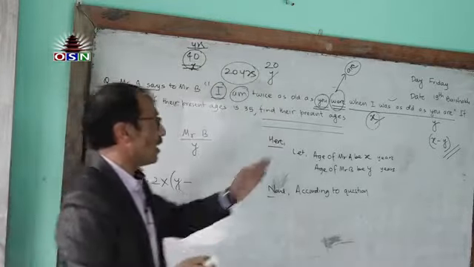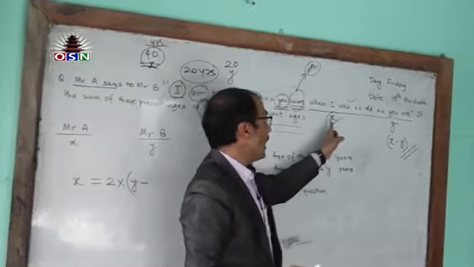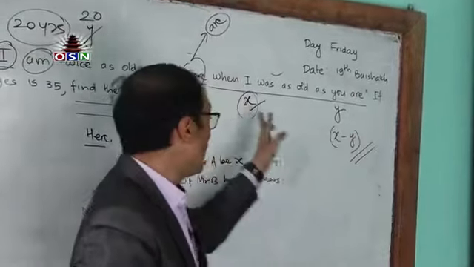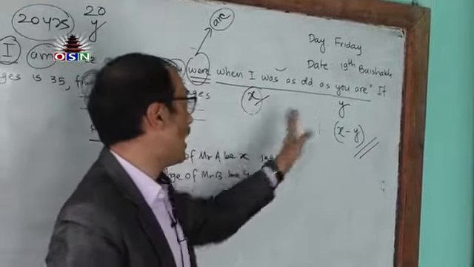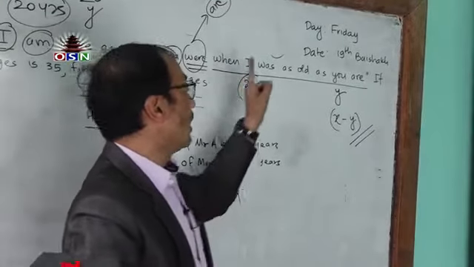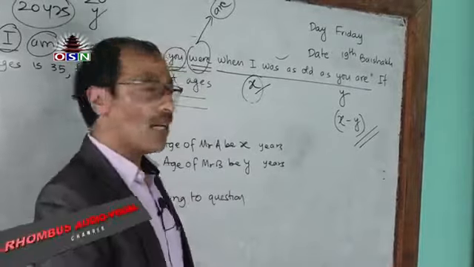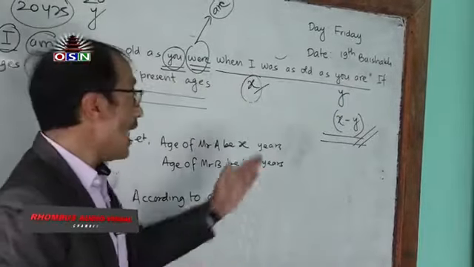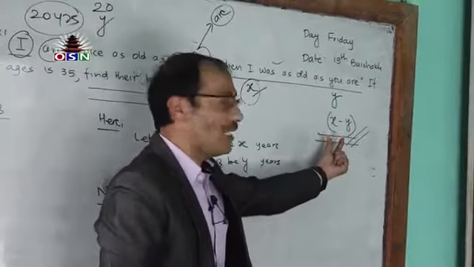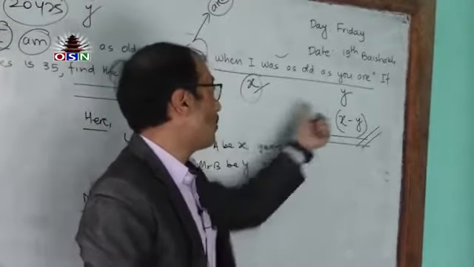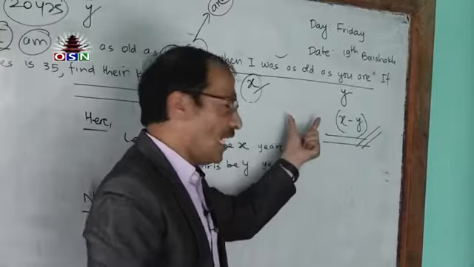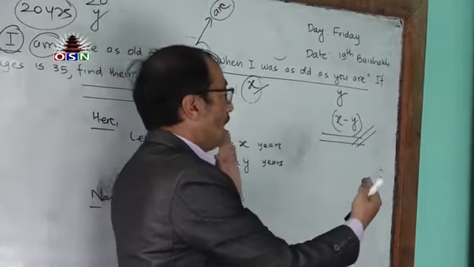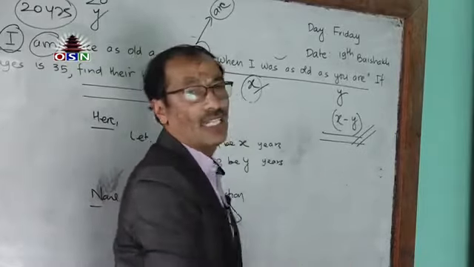In the same way, here also, Mr. A is X years old, Mr. B is Y years old, and this person is saying to Mr. B that when I was as old as you are means X minus Y years before. How to find the time? I said that we will have to subtract the age difference. What is the age difference? You find it first, then you should be clear that it is X minus Y years before.